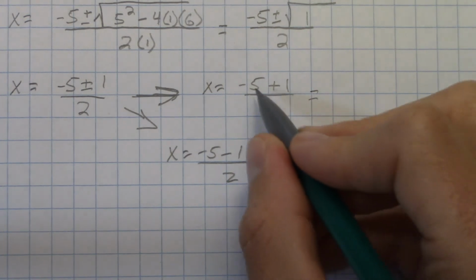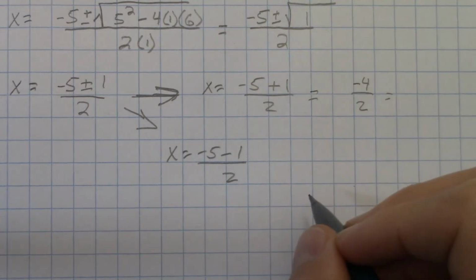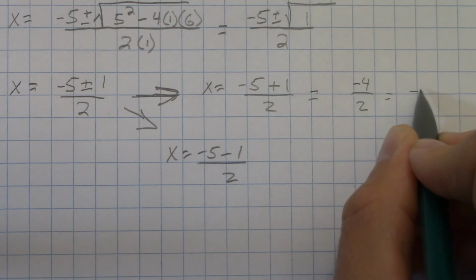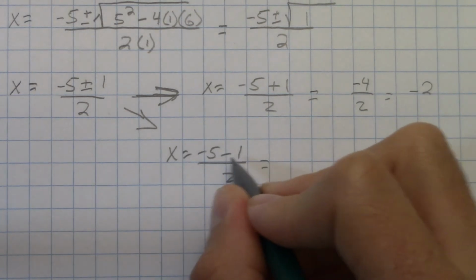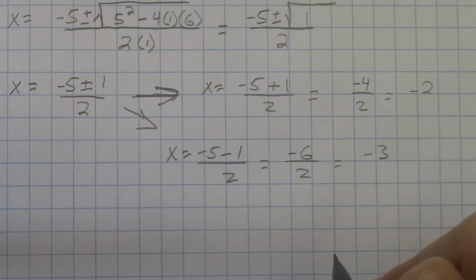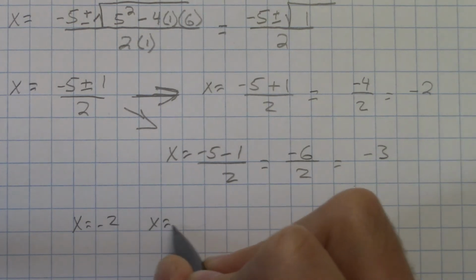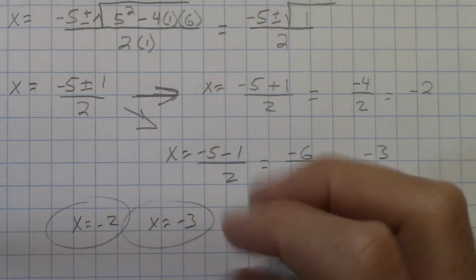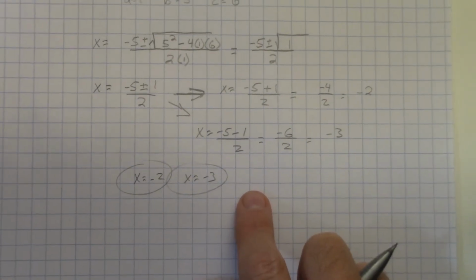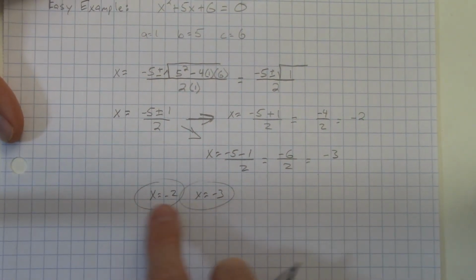So negative 5 plus 1 is negative 4 over 2. And so that answer is going to be negative 4 divided by 2 is negative 2. And then negative 5 minus 1 is negative 6 over 2. And that's negative 3. So I've got two different solutions. x equals negative 2 and x equals negative 3, which is not surprising. If you were to factor that original quadratic, you would have gotten factors that are x plus 2 and x plus 3. And then if you were to use the zero product property, you'd get these solutions.